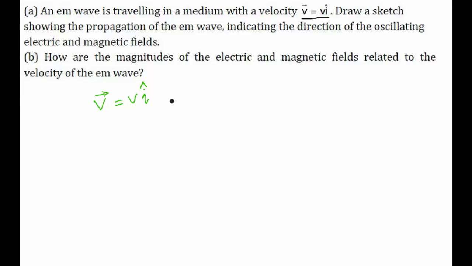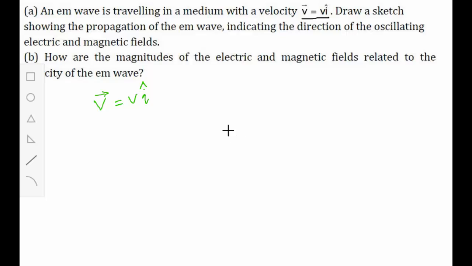As we know that both the electric as well as magnetic field, their oscillations are perpendicular to the direction of the velocity of the electromagnetic wave. So here our velocity is in the x direction, so both the electric as well as magnetic field will be perpendicular to the x direction. So let's try to draw the sketch.